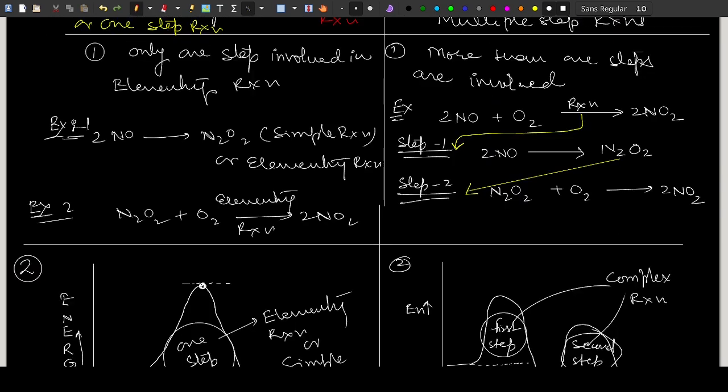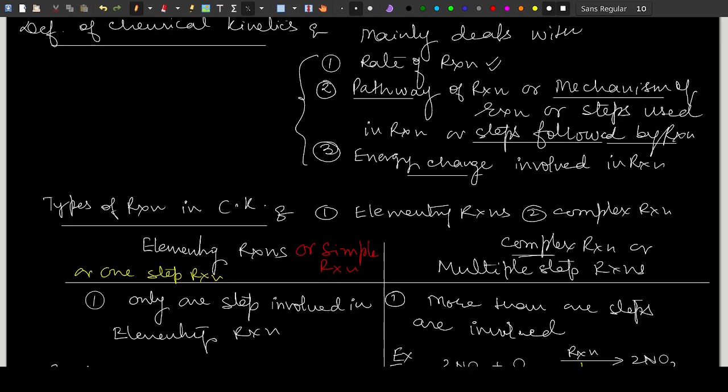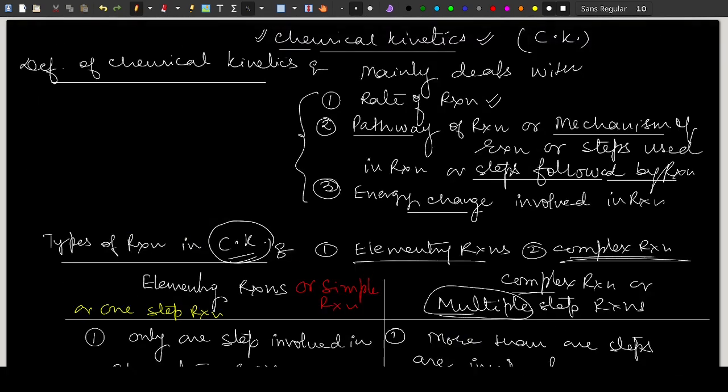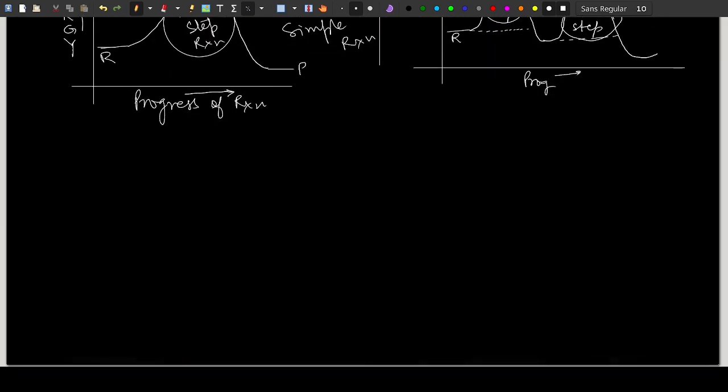So friends, what can we conclude? When we look at reactions through the eyes of chemical kinetics, they are of two types: elementary and complex reactions. The elementary reaction is one that completes in one step. This is a single step reaction. The complex is one that completes in more than two steps. That's why it is also called a multiple step reaction. This is just an introduction, we will discuss this later.